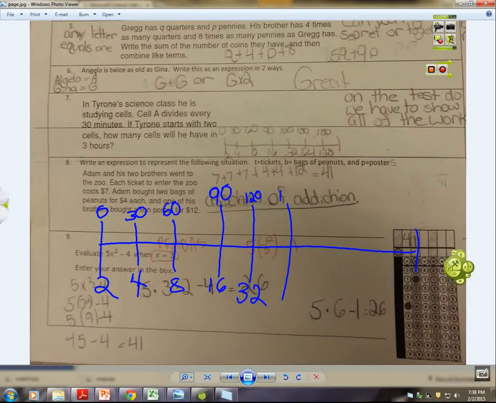And then in 150, he gets 64. And then in the last 180 minutes, he gets 128 cells. Okay, let's stop.